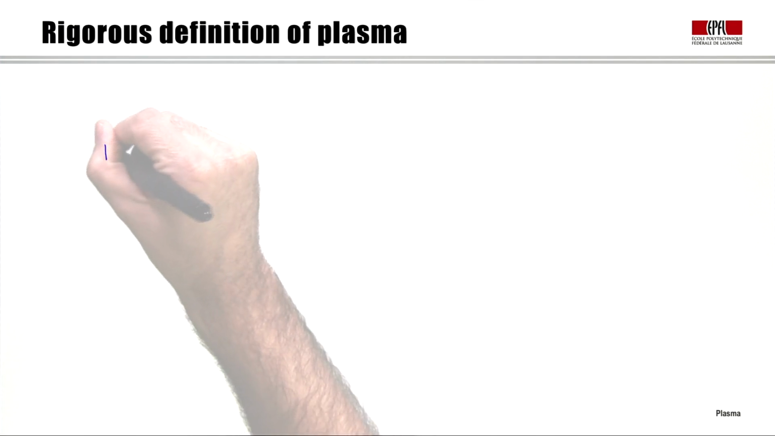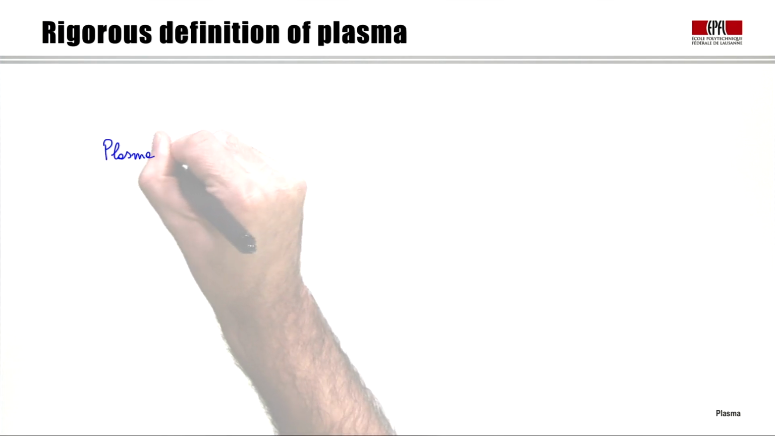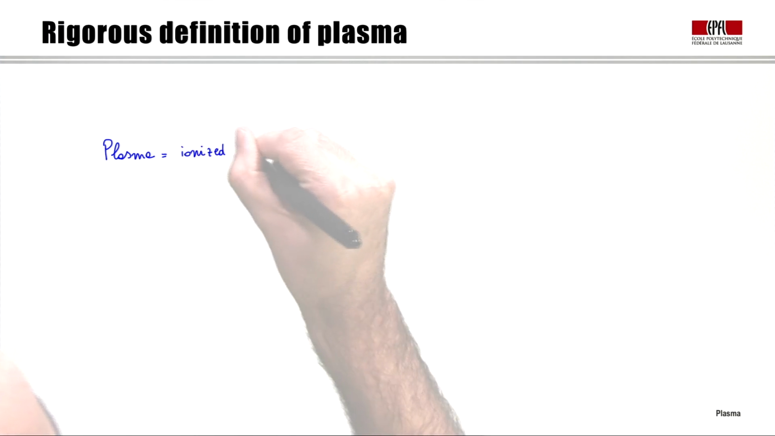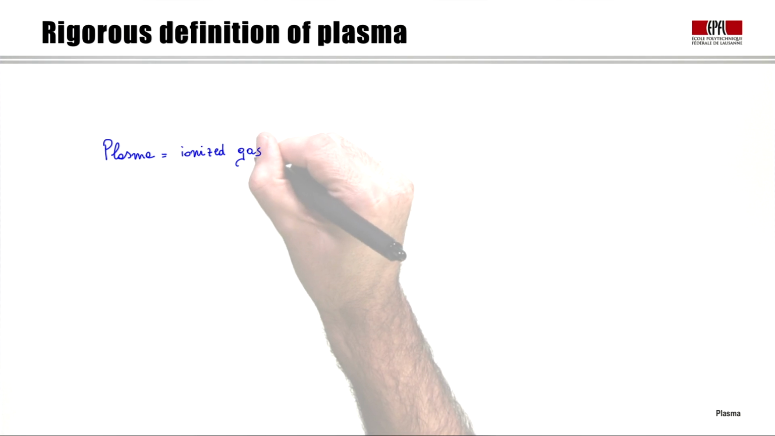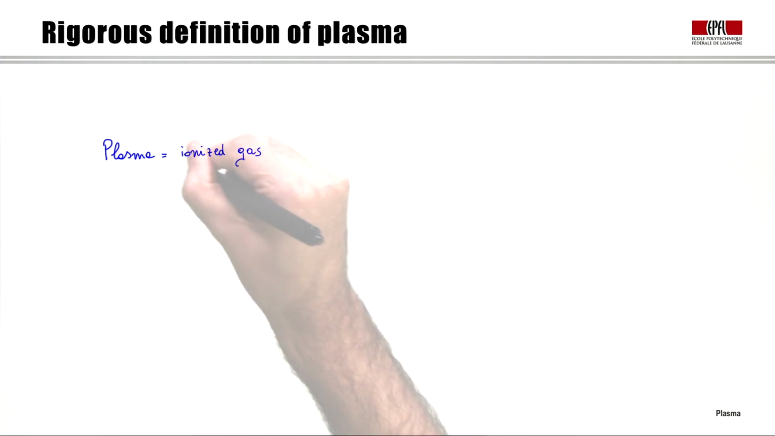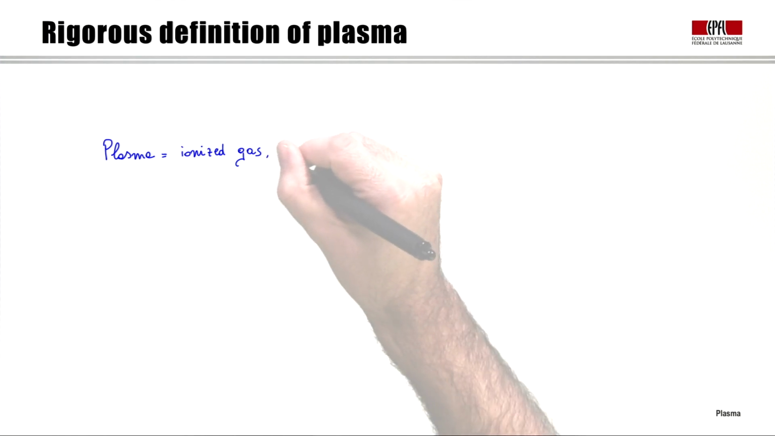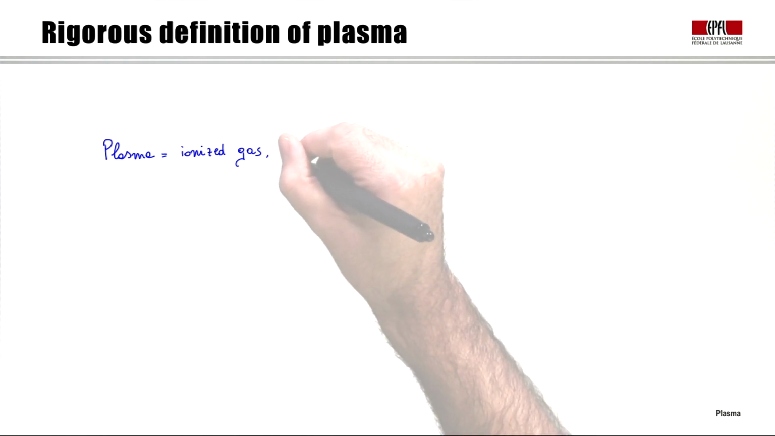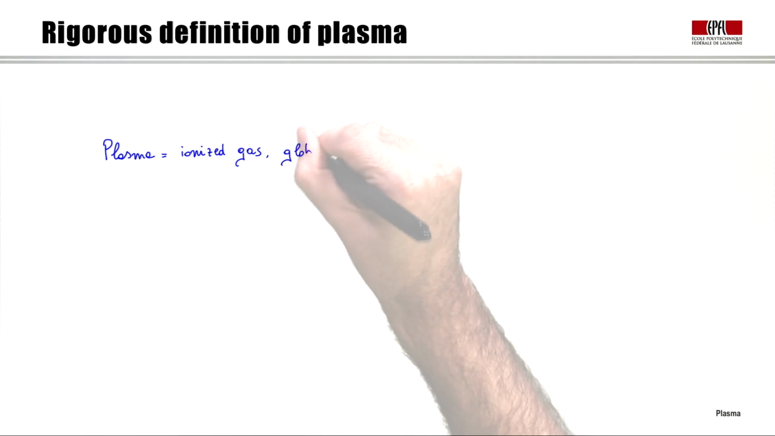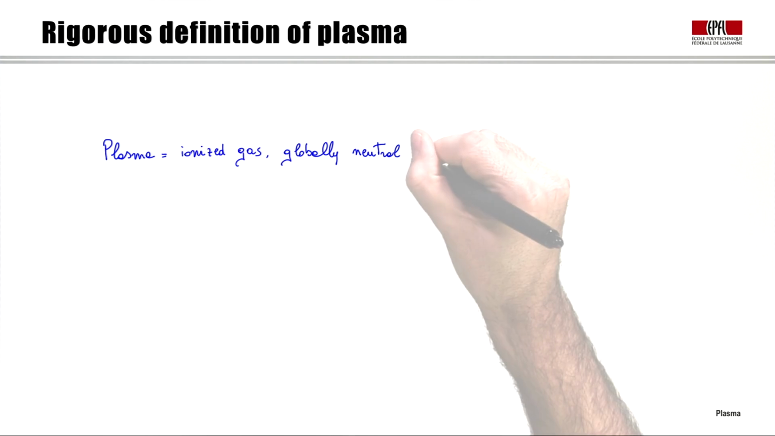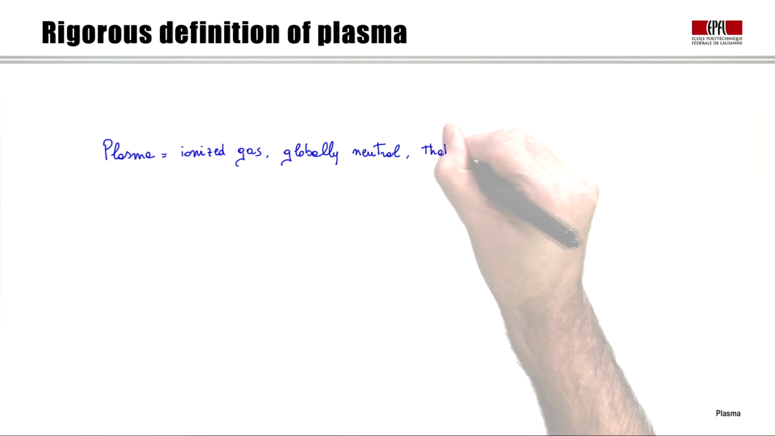So let's start by giving the rigorous definition of a plasma. Plasma is an ionized gas. This is what we have pointed out during the first lecture. And now let me be more rigorous about what a plasma is. It's an ionized gas that is globally neutral and that displays collective effects.